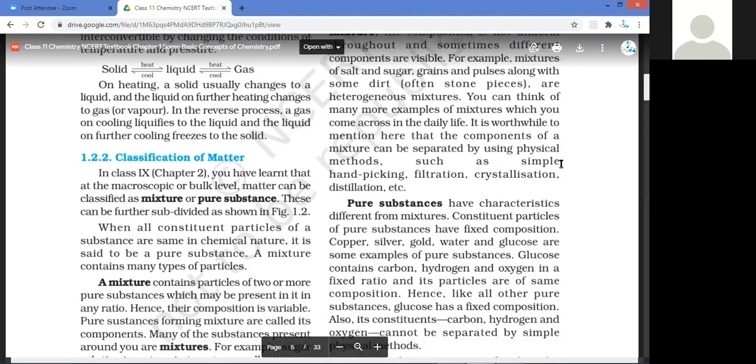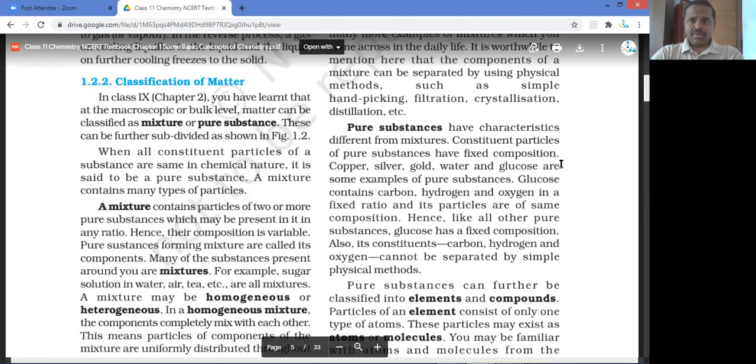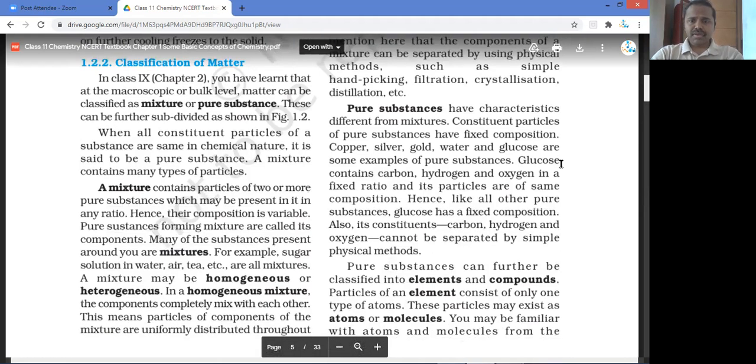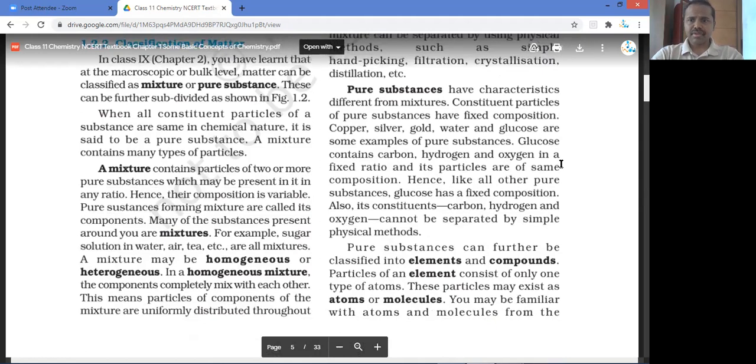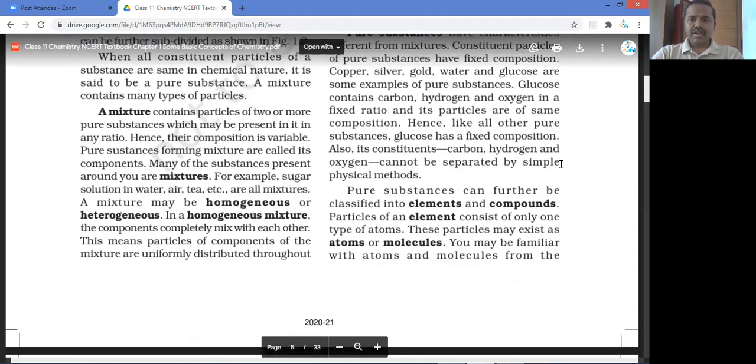Pure substances have a fixed composition. Copper, silver, gold, water, and glucose are pure substances. They can further be classified into elements and compounds. An element consists of only one type of atoms.